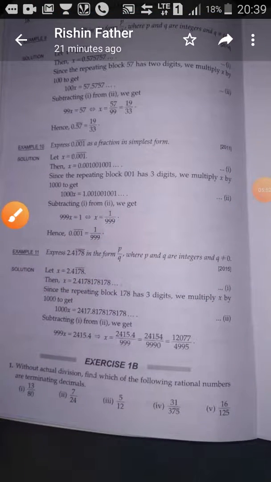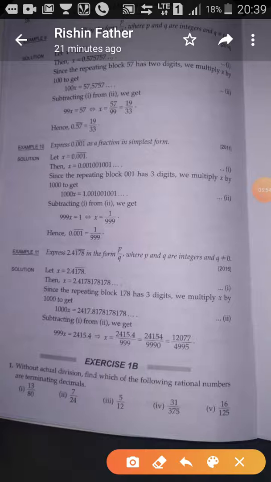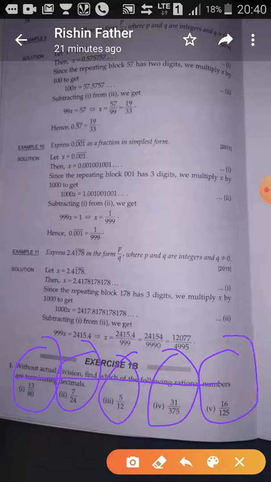Let's read the heading. Without actual division, find out which of the following rational numbers are terminating decimals. So you are supposed to find out whether these fractions, after dividing every fraction, you get a decimal. You need to find out whether these fractions will give you terminating decimals or non-terminating decimals.